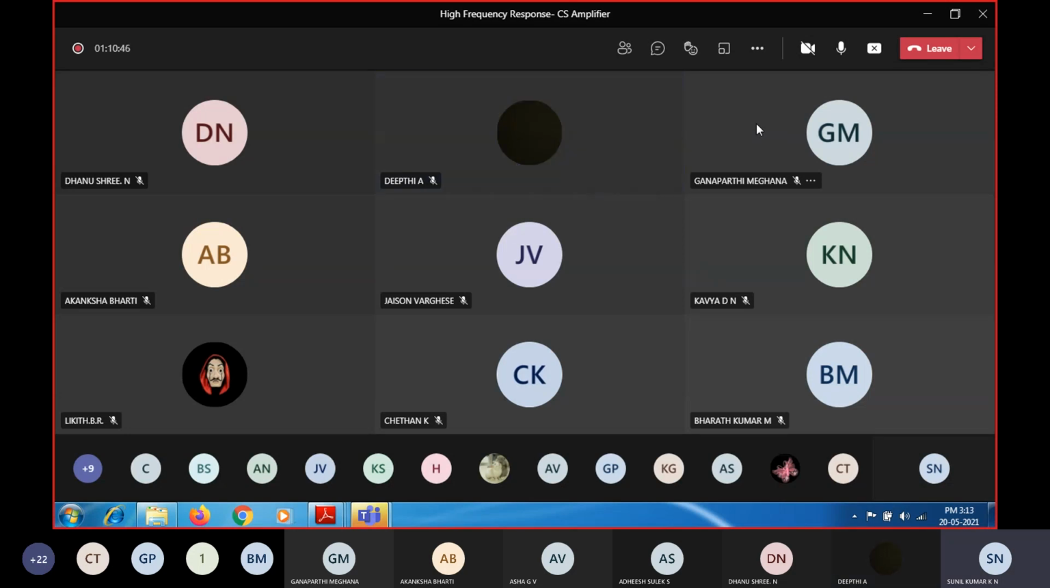So Miller effect, Miller capacitance and all, feedback must have been done, negative feedback must have been started? Feedback is done, sir. So they will be doing.